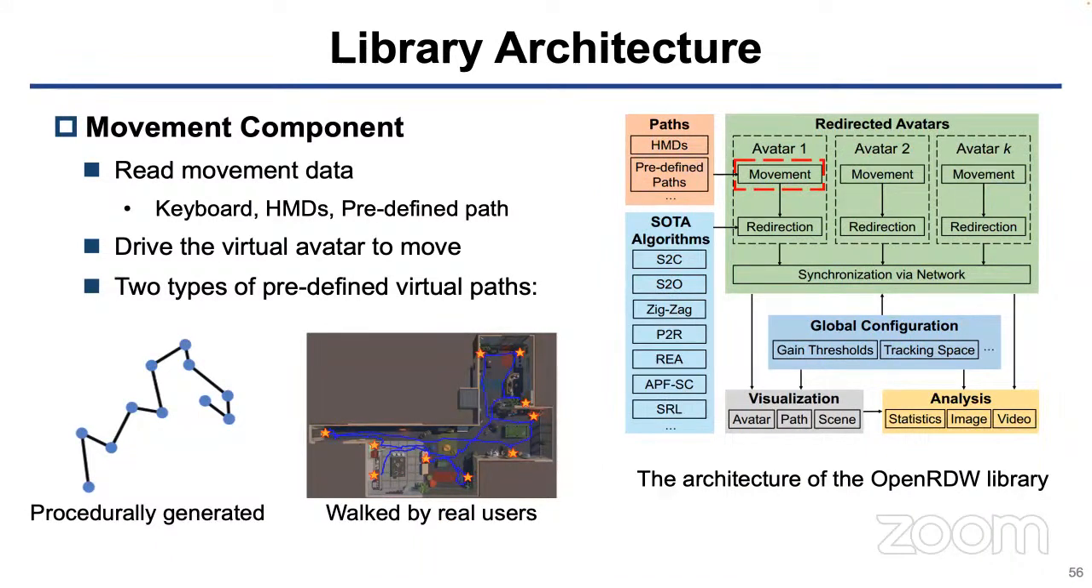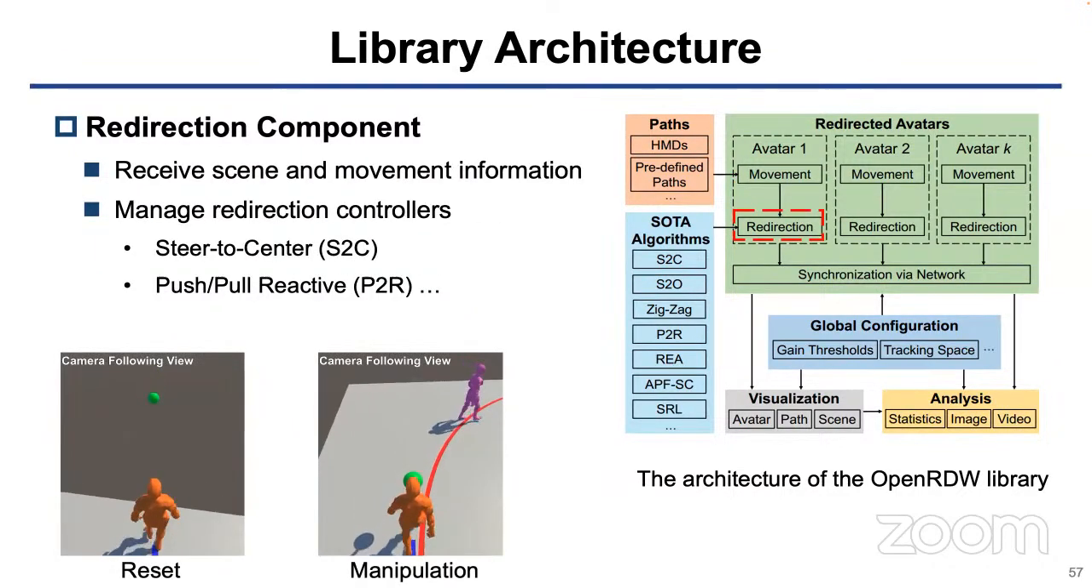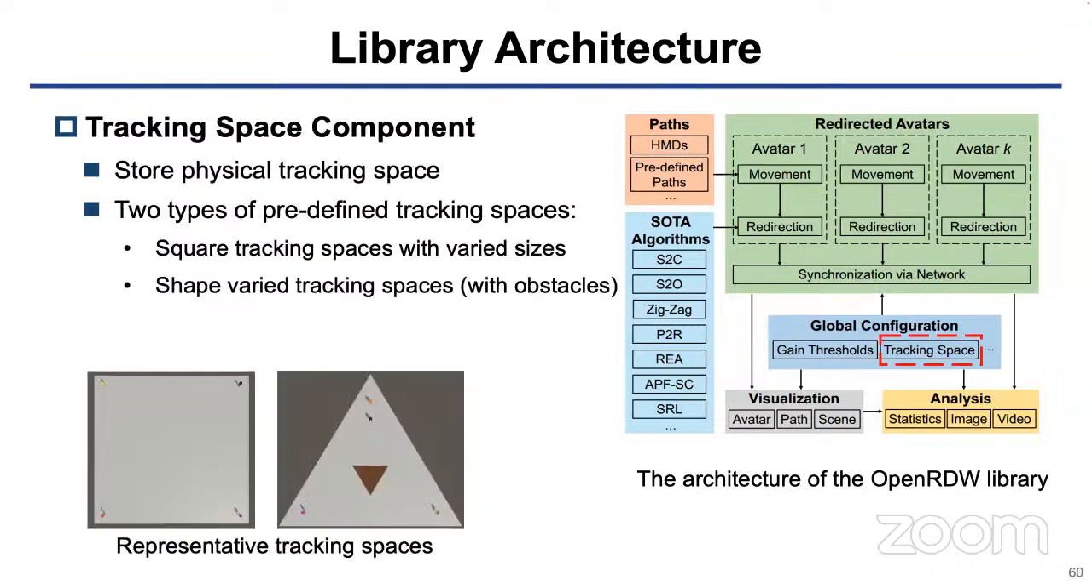So here is the library architecture. We have the movement component, the path component, the sort algorithms, and global configurations, visualizations, and the analysis modules. So I may jump some slides. We can go faster. I will skip the details of the architecture.